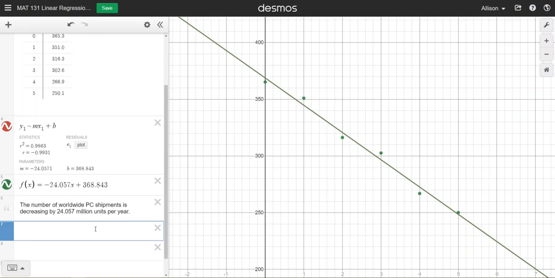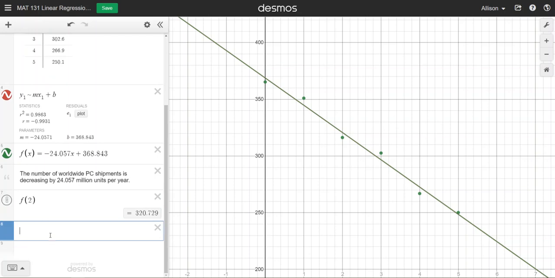All right. Continuing down to part D, use your regression line to determine the number of PCs shipped in 2013. 2013 is 2 years after 2011, so I can take my function that I have already defined here, and I can evaluate it at 2, f of 2. If you're making a prediction, always state your answer in a sentence. So this function predicts that.